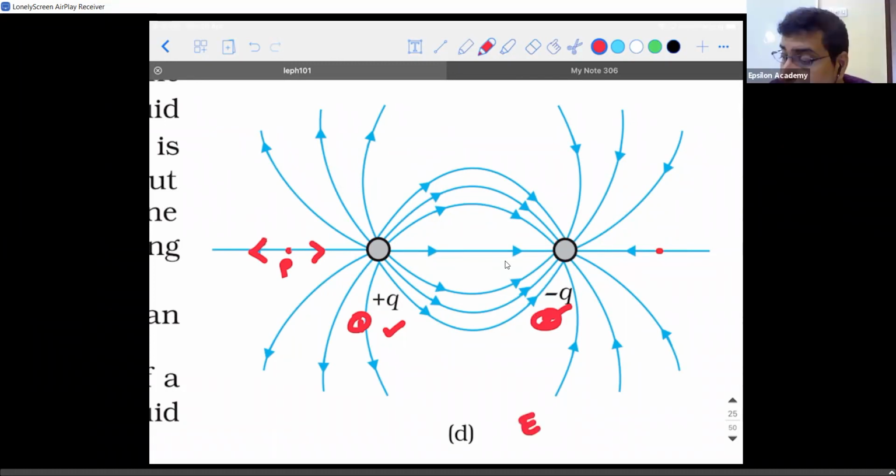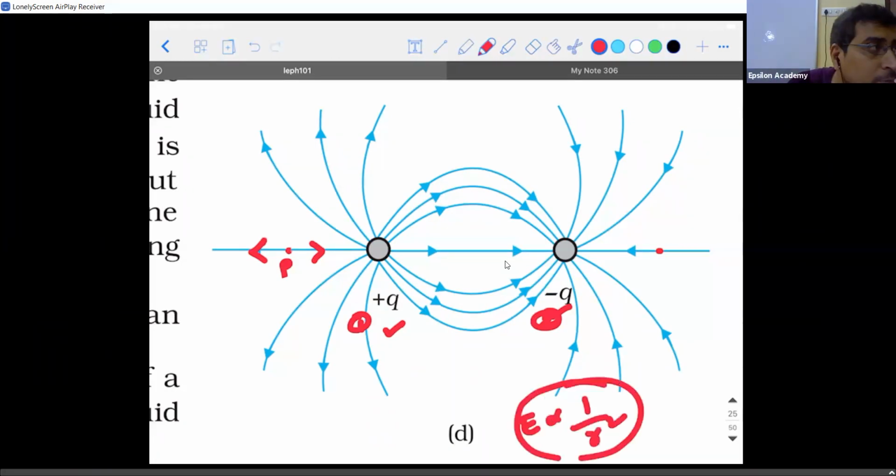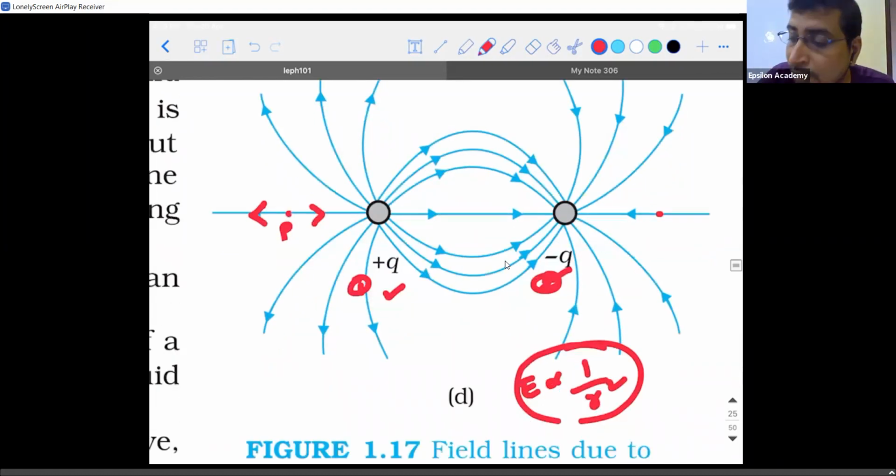Electric field is inversely proportional to R square. I hope you remember this. Due to the positive charge, it is kq by R square. Due to the negative charge also, it is kq by R square, but the distances are different. Hence, the electric field due to the positive charge will be more, meaning E1 minus E2, which one will dominate? Obviously, E1 will dominate.